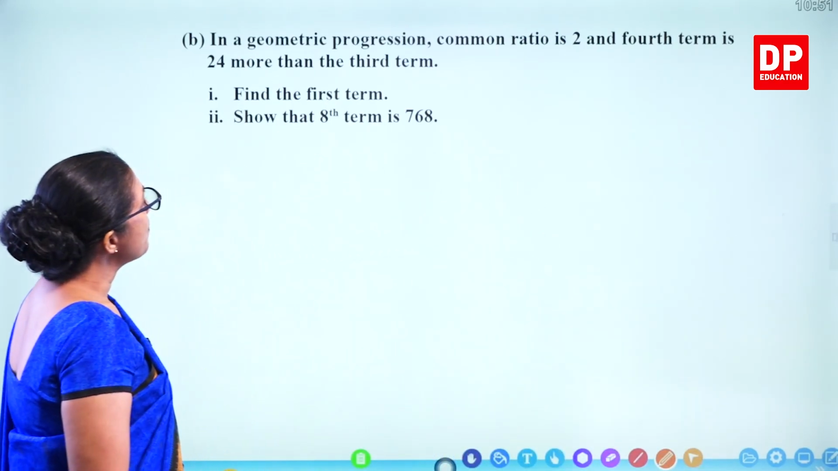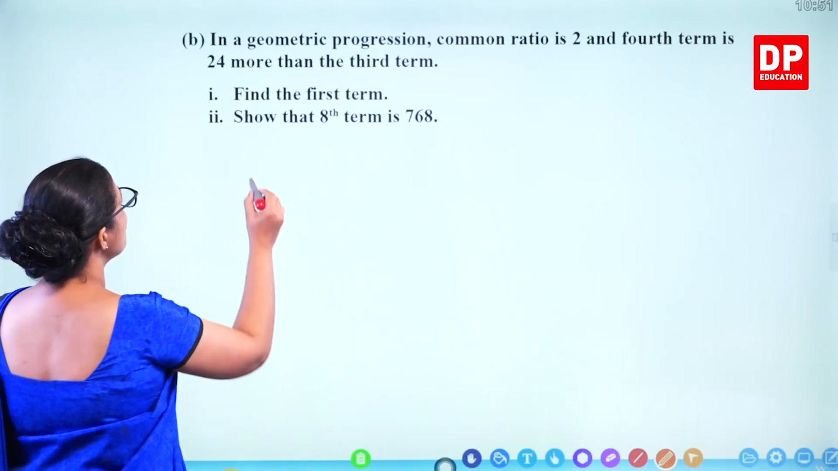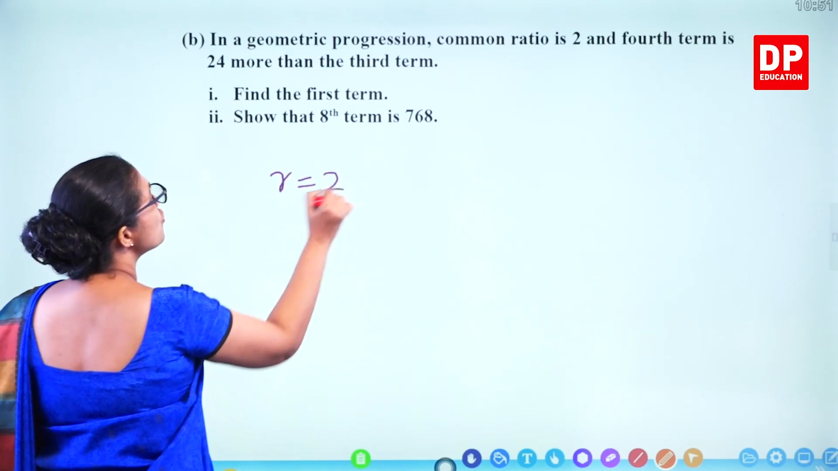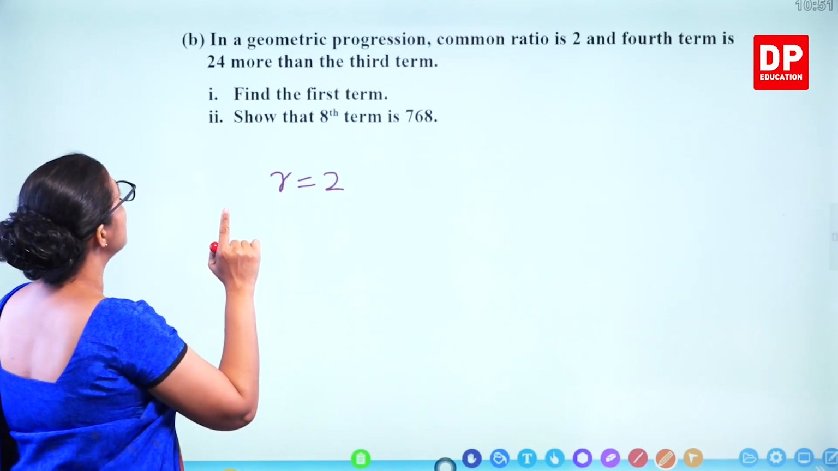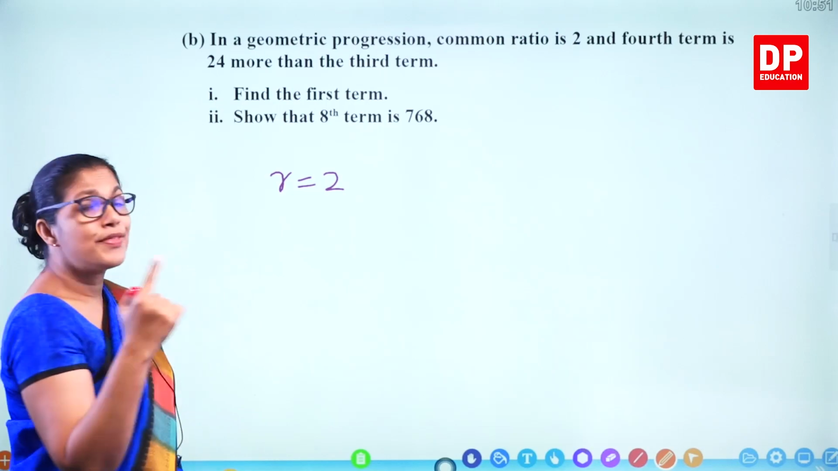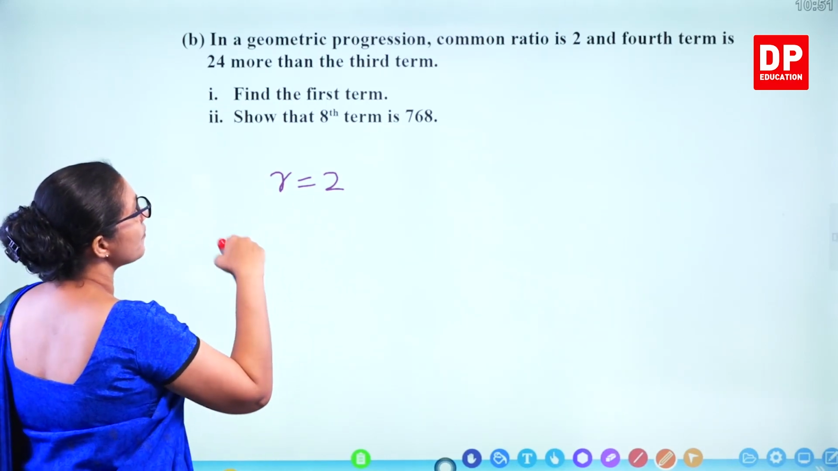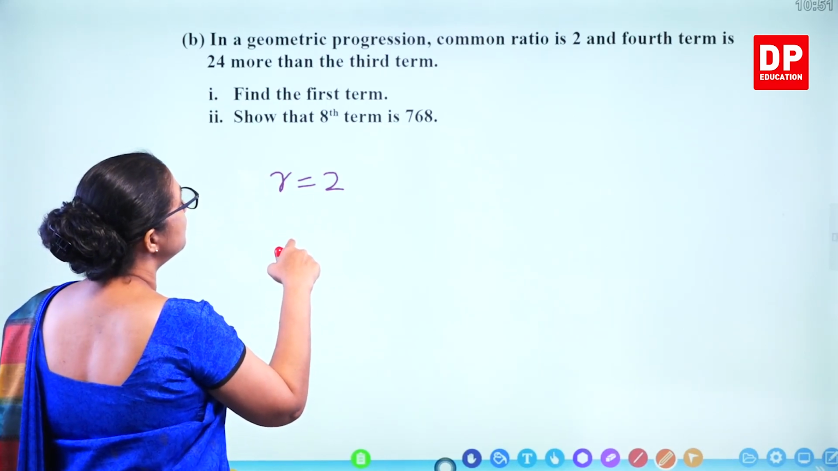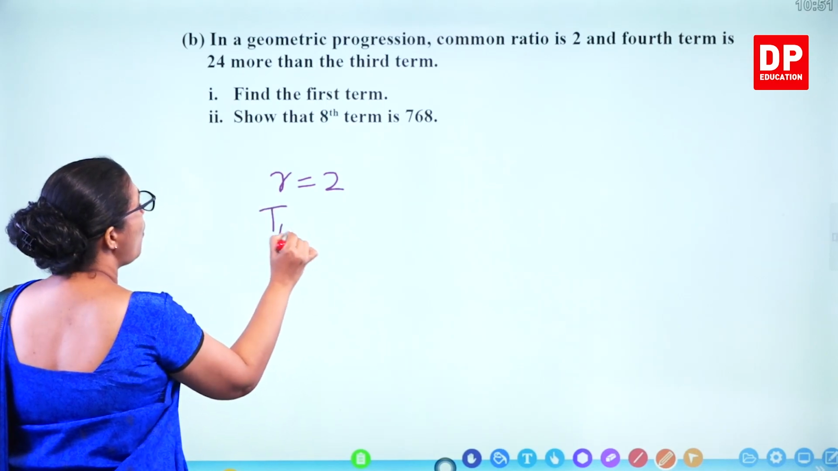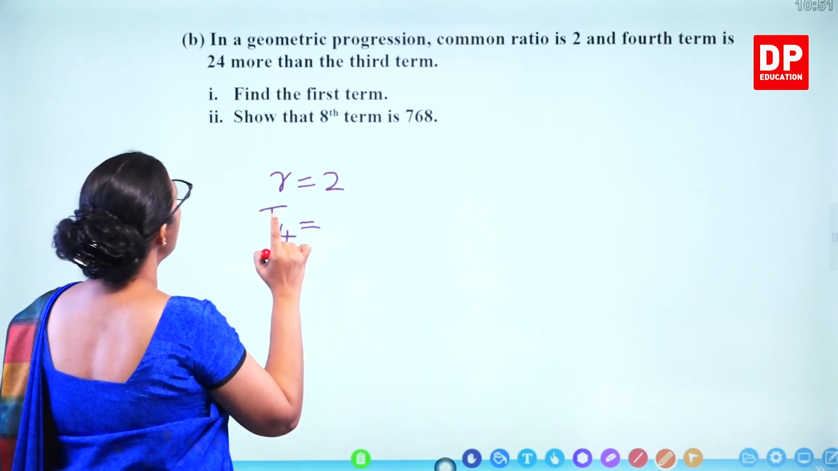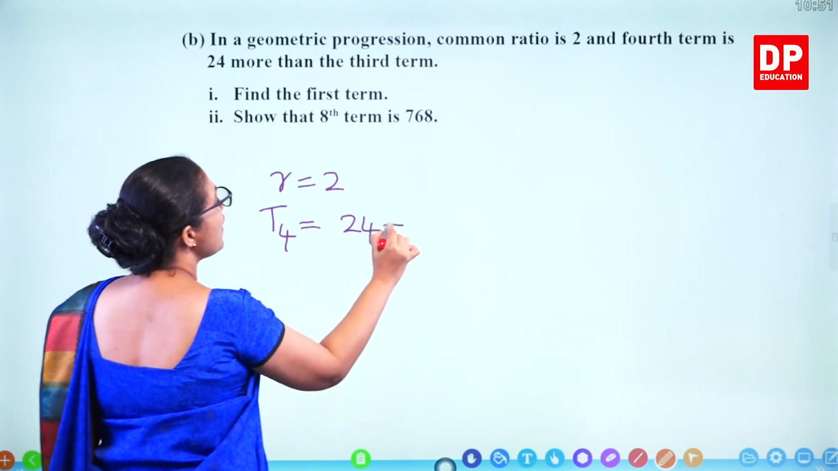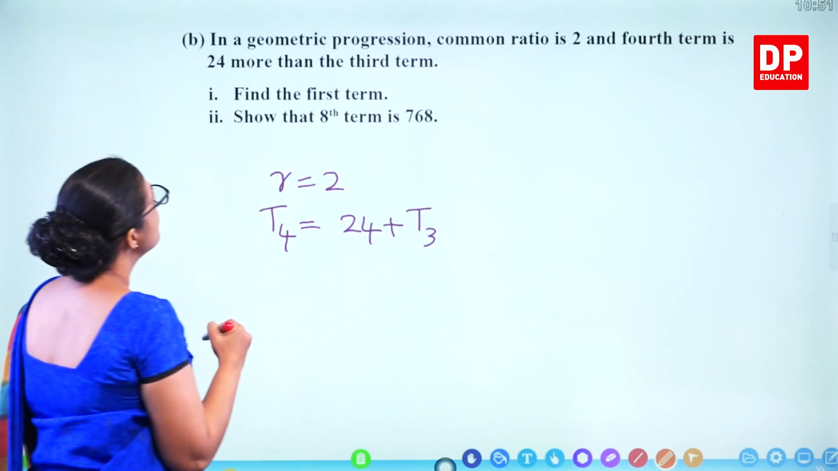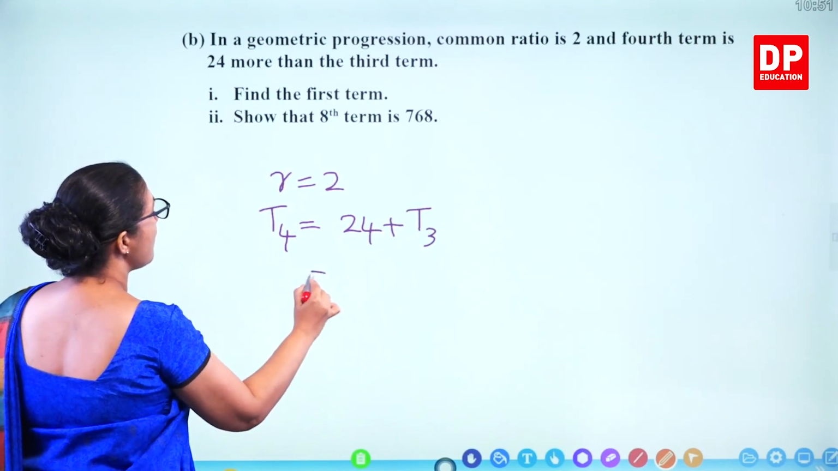In a geometric progression, the common ratio is 2. R equals 2. And the fourth term is 24 more than the third term. So T4 is equal to 24 more than the third term, T3. So you can write an equation.